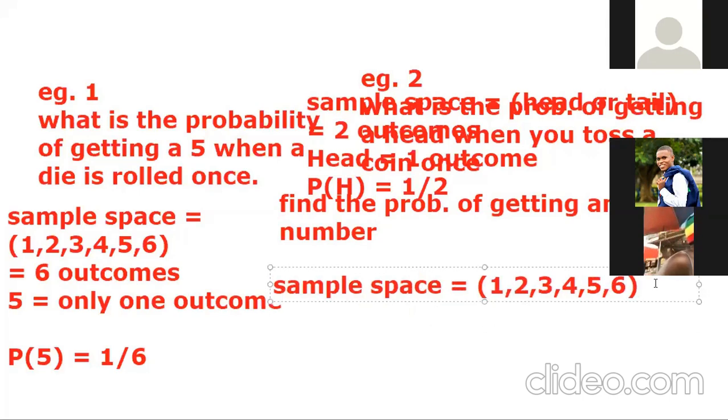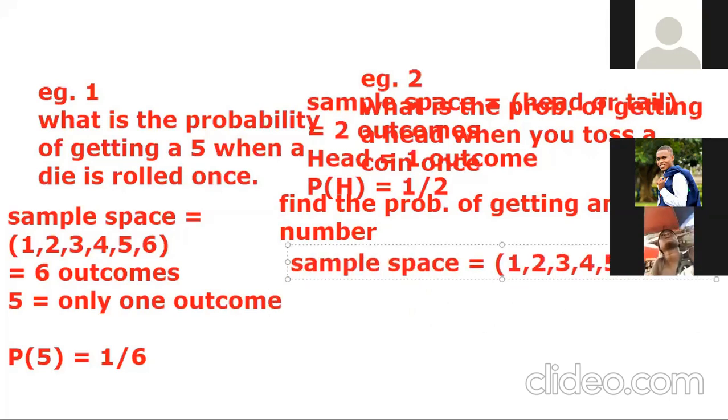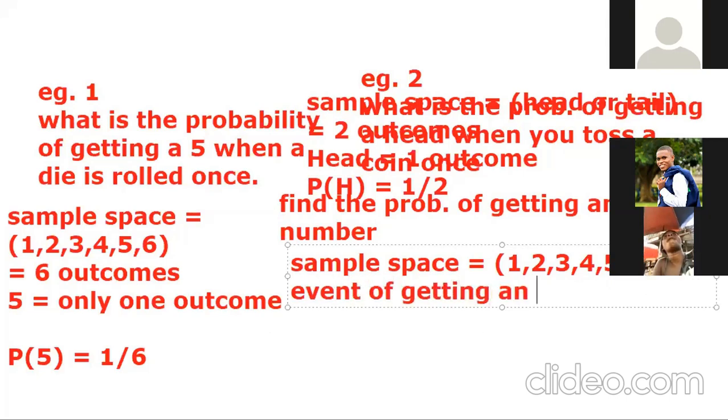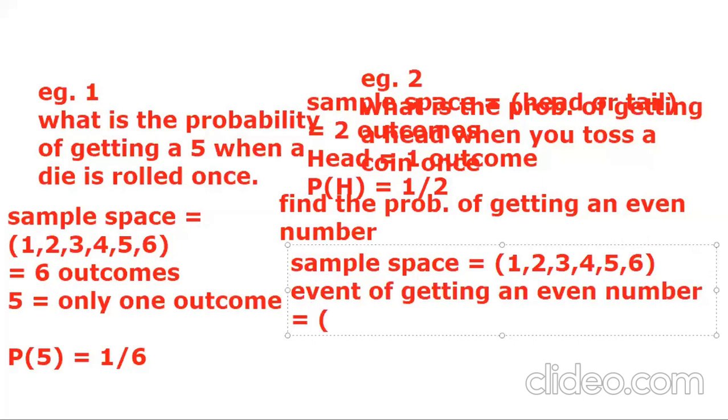That's our sample space, as we established in the first example. Now, the probability of the event of getting an even number will be equal to the even numbers in this outcome. So how many even numbers do we have there? We have 3 even numbers, which are 2, 4, and 6.